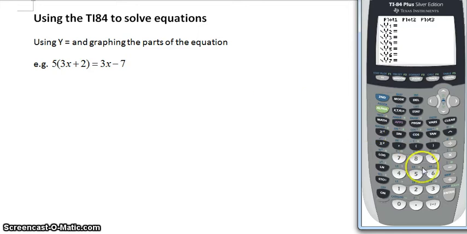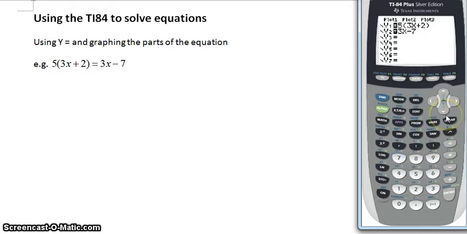y1 is going to be 5 bracket 3x. Notice the X,T,theta,n button. This is the one we use for the variable. Plus 2. So that's the left hand side of our equation. In y2 I'm going to tap in the right hand side using the variable button, take away 7. So now we've graphed a left side and a right side.